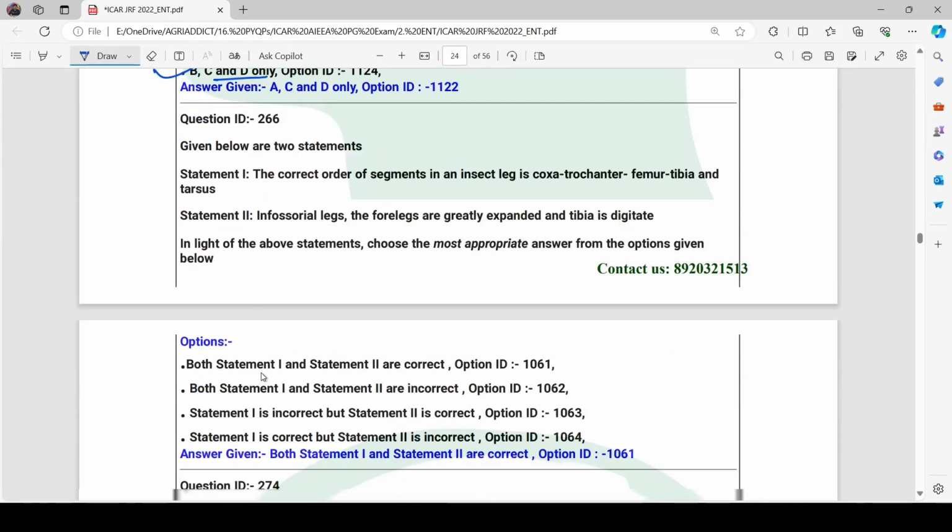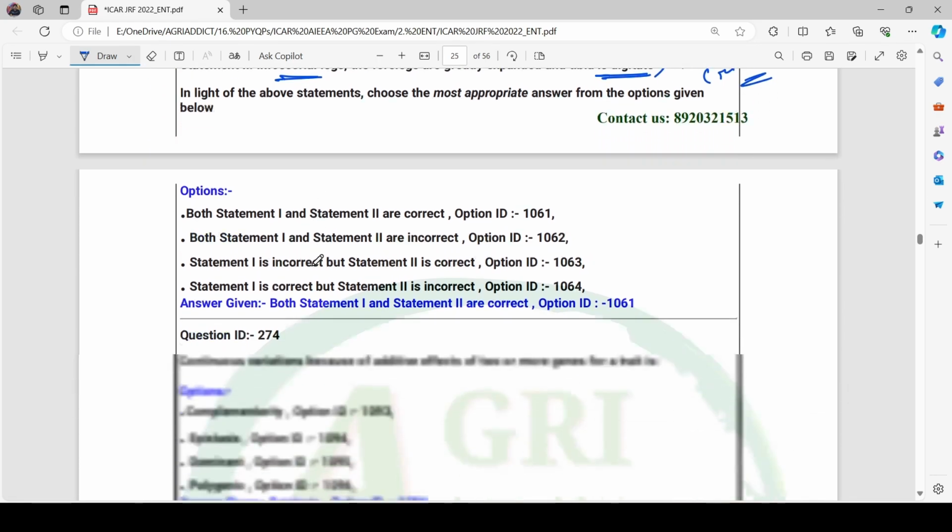Next question is another statement type question. In statement 1, the correct order of segments in an insect leg is coxa, trochanter, femur, tibia, and tarsus. Yes, absolutely correct. And in statement 2, in fossorial legs or the digging legs, the forelegs are greatly expanded and the tibia is digitate. Yes. In mole cricket, you can see this type of modification in the leg. So both statements 1 and 2 are correct.